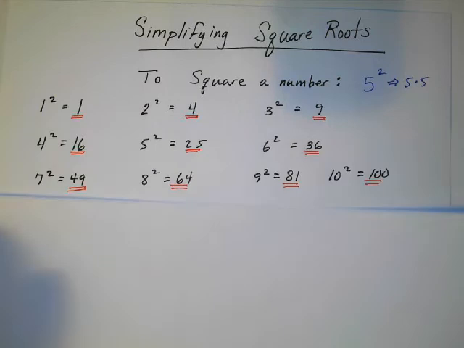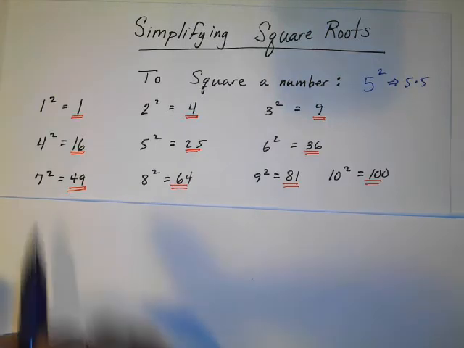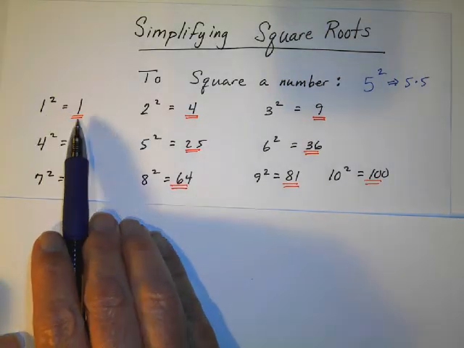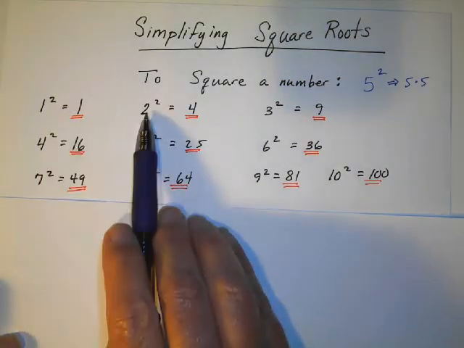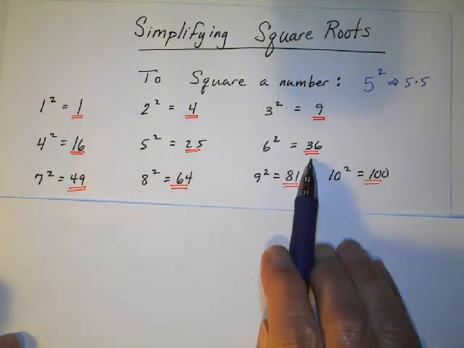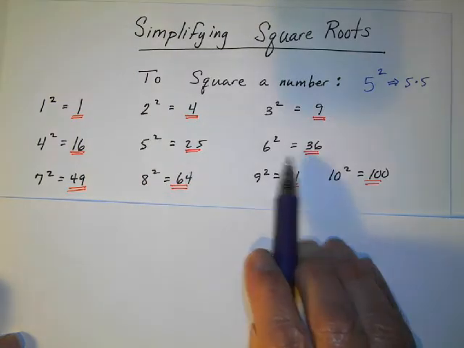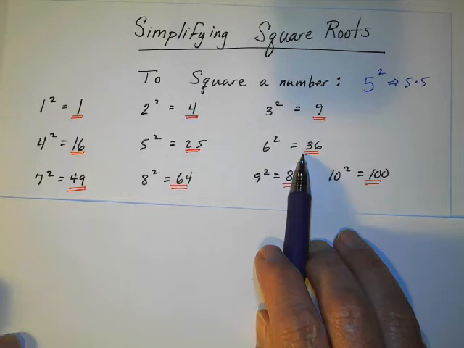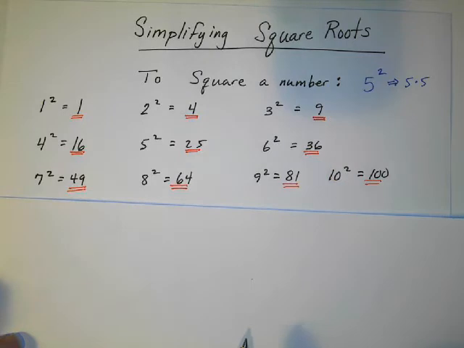So remember, these are our perfect square numbers. If 1 squared is 1, 1 is a perfect square number. 2 squared is 4, 4 is a perfect square number. 36 is a perfect square number because 6 times 6 makes 36, and so forth. And these numbers go forever, okay?